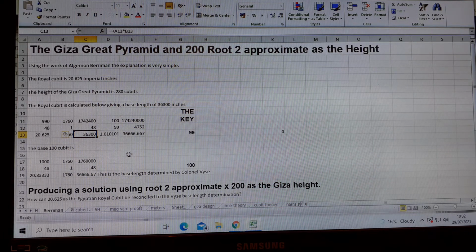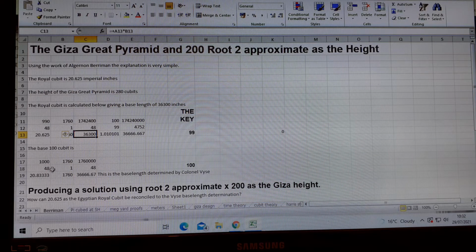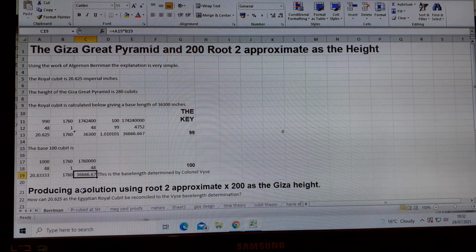Now, that's the base 99 cubit, but Berriman's telling us it's the royal cubit. And when I'm working out the Vyse base length, we're getting the base 100 cubit as 1000 divided by 48, 20.833. Now this is the base 100 Giza base length. This is the top length. This is what it's designed against according to Vyse, and I agree with that. It can't be anything else using this system that I'm using.